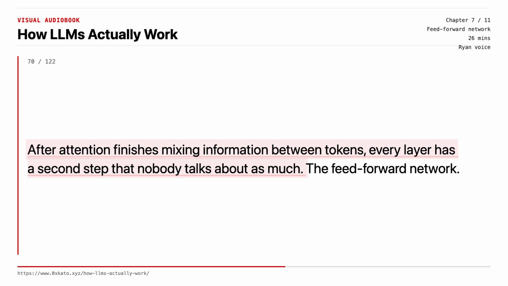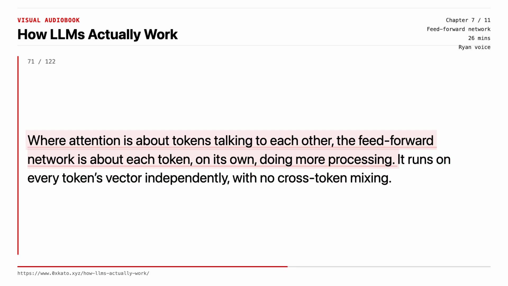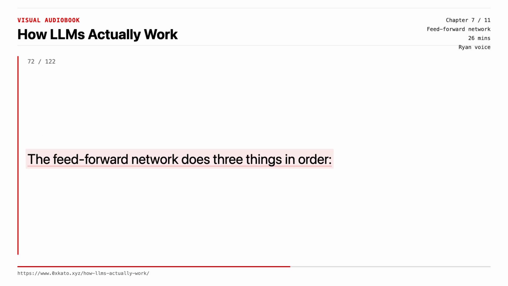Feed-forward network. After attention finishes mixing information between tokens, every layer has a second step that nobody talks about as much: the feed-forward network. Where attention is about tokens talking to each other, the feed-forward network is about each token, on its own, doing more processing. It runs on every token's vector independently, with no cross-token mixing. The feed-forward network does 3 things in order.